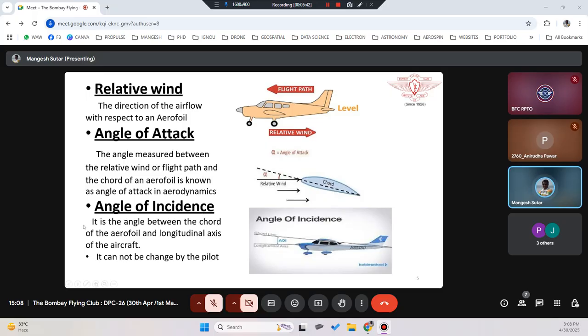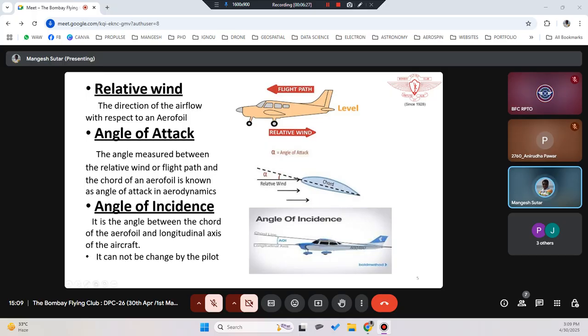So angle of incidence is another angle, between the chord of the aeroplane and the longitudinal axis of the aircraft. Now, how do you calculate the longitudinal axis? The longitudinal axis is from the tip of the aeroplane till the tail of the aeroplane. So there is an aeroplane wing over here. That wing will always have some angle, based on the aerofoil. We'll see the chord line, and there is an angle formed between the longitudinal axis and the chord line. This is called angle of incidence. Your longitudinal axis is fixed, your chord line is also fixed, so it cannot be changed by the pilot. Angle of incidence is always fixed.